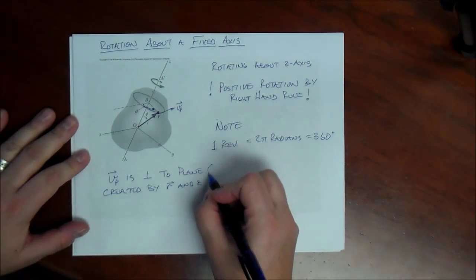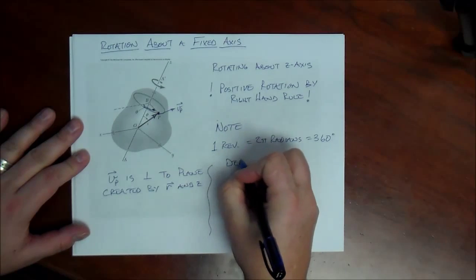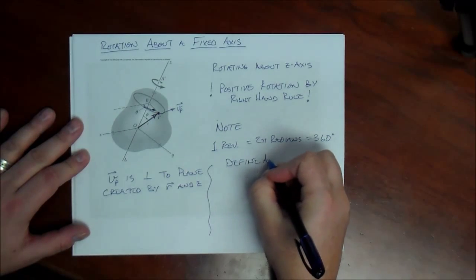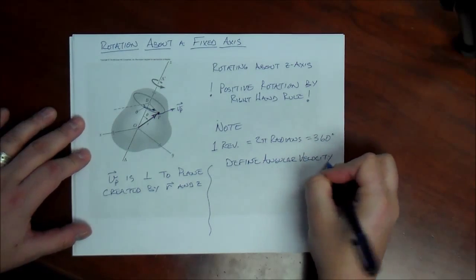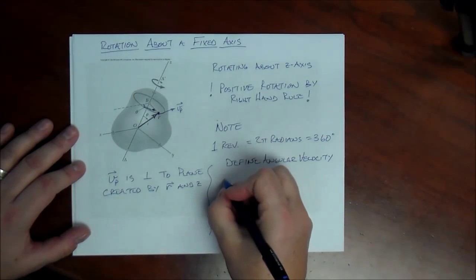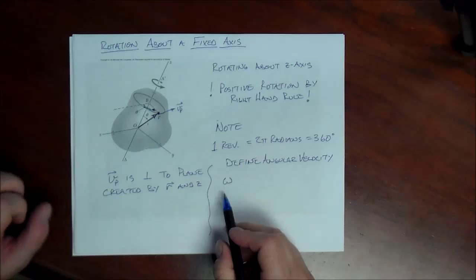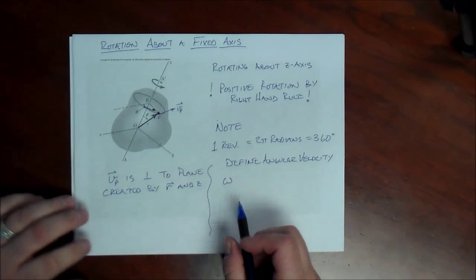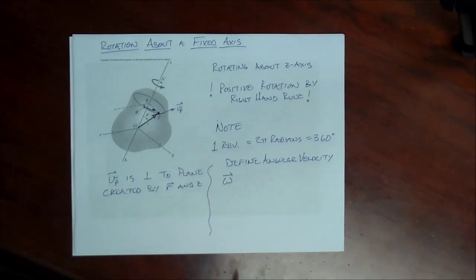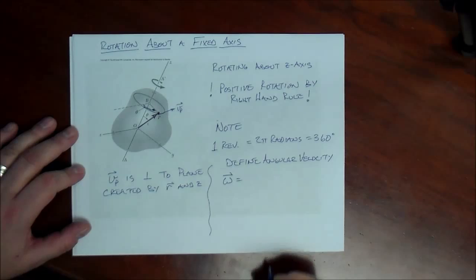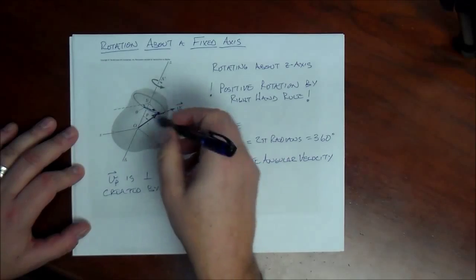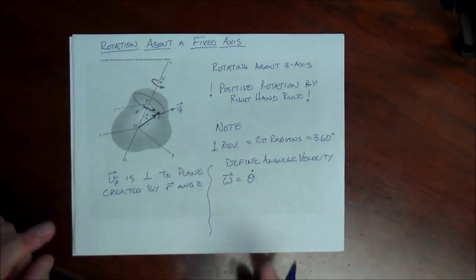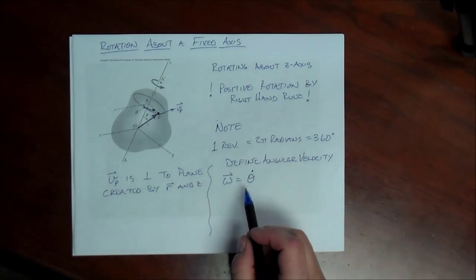So what we want to do now is define the angular velocity. The angular velocity is a vector, and we will use lowercase omega. That's not a W, that's omega, the lowercase Greek letter. So the angular velocity is equal to the time rate of change of this angle, theta. So theta dot, it's how fast it's spinning around that axis. And that's the magnitude. Now for the direction.